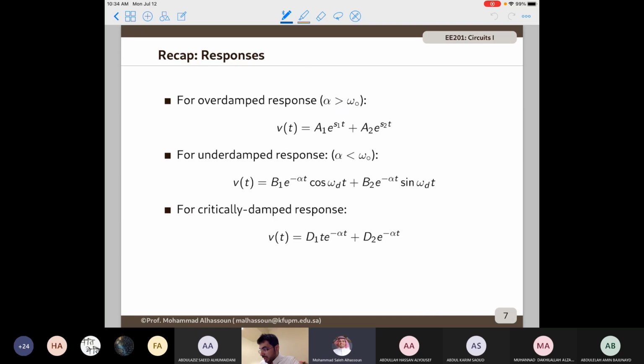So we see that if we have an overdamped response, we have this form of the solution. If we have an underdamped response, we have this form of the solution. And clearly here, in this form, there's some sort of oscillation. But this oscillation is bounded, and it's going to eventually be zero as t approaches infinity. And the last response is the critically damped response.